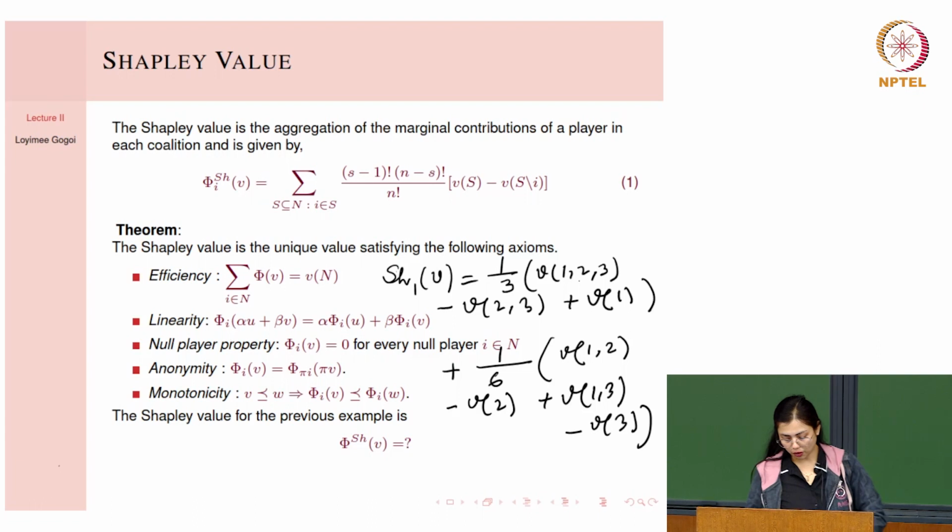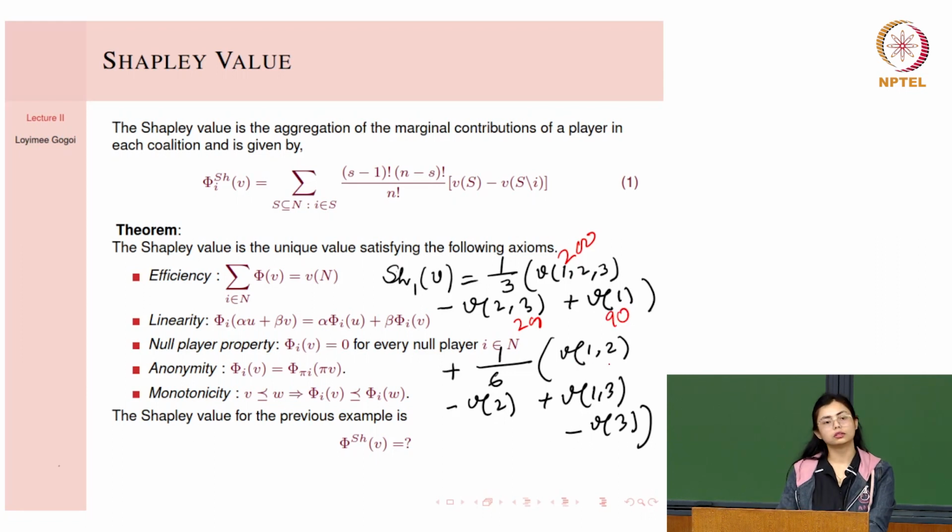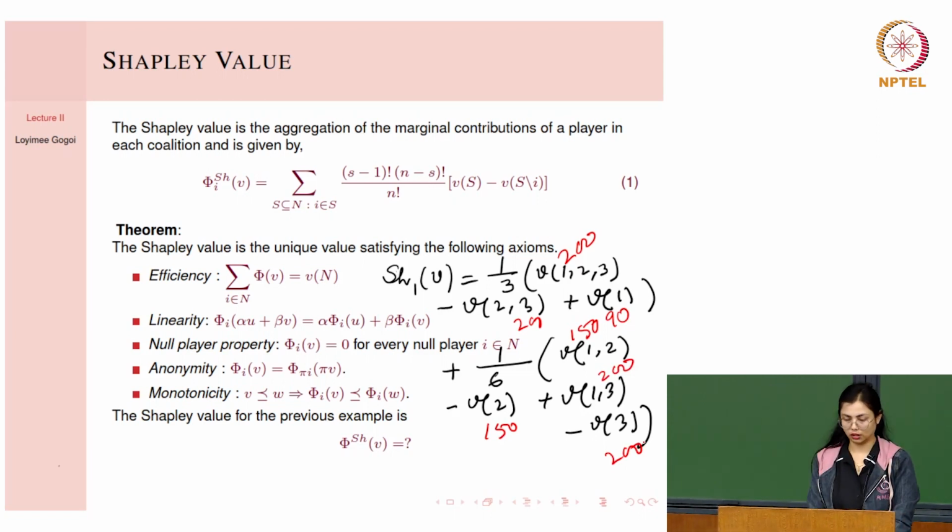So what is V of 1, 2, 3? It is 200, right? V of 2, 3 is again 200. What is V of 1? It is 90. What is V of 1, 2? It is 150. V of 2 is again 150, right? V of 1, 3 is 200 and this is 200. So then it will be like 60 or 20.